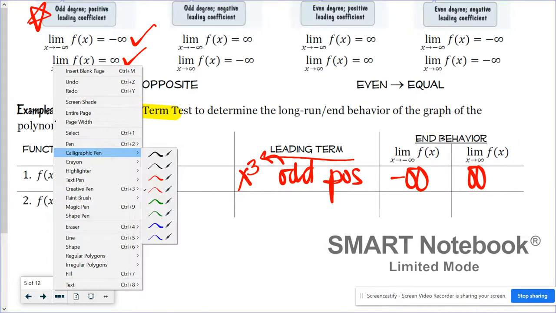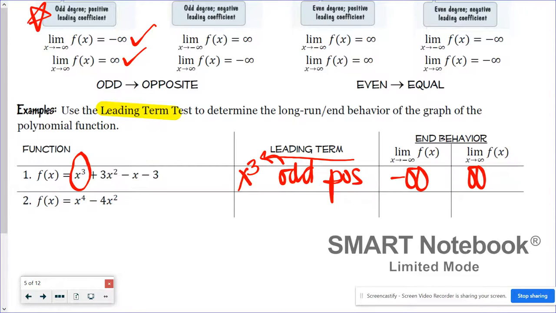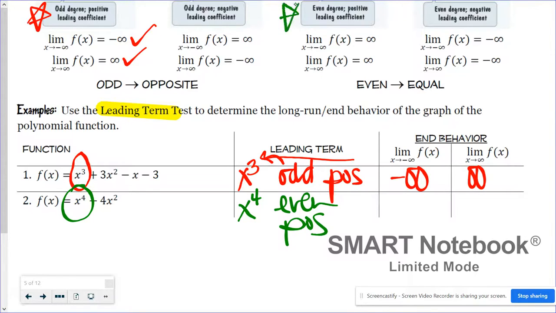In problem number 2, the term with the biggest degree would be x to the 4th. It's a 4th degree polynomial, so that's even. Furthermore, x to the 4th is positive, so even and positive. Even positive functions have equal end behavior, and on both sides it's positive infinity. These two problems focused on end behavior of a polynomial function given to us in standard expanded form.